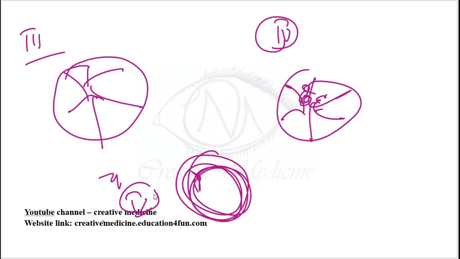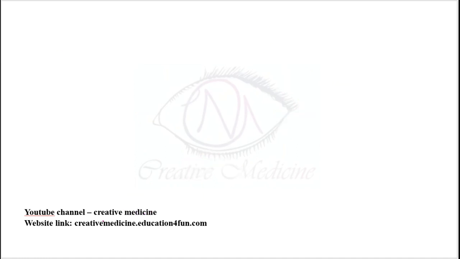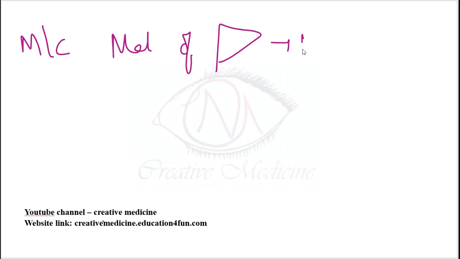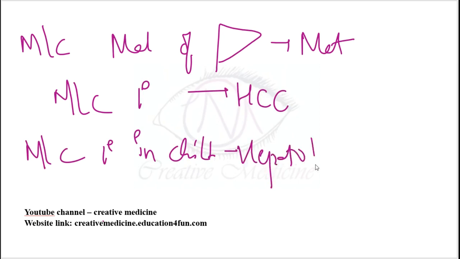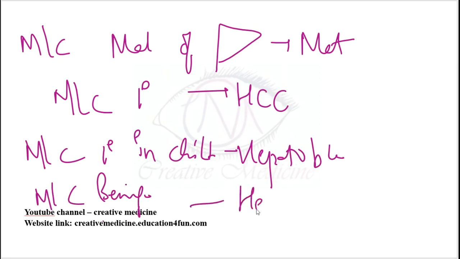So these are the important points about hydatid cyst. Now, in liver tumors, what is the most common malignancy of the liver? Metastasis is the most common malignancy of the liver. What is the most common primary of the liver? Hepatocellular carcinoma. What is the most common primary in children? Hepatoblastoma. What is the most common benign lesion in children? Hemangioma.